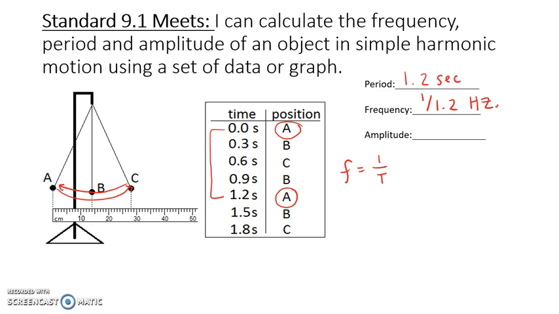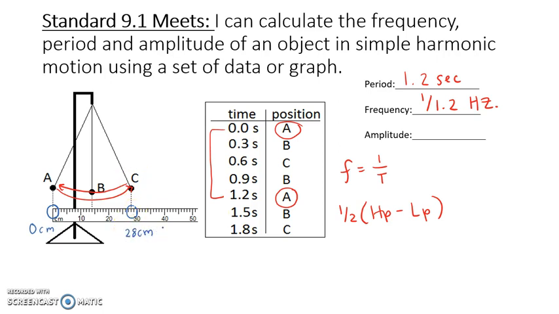Last but not least, we have amplitude. For amplitude, our equation is 1/2 the high point minus the low point. So the most important thing here is that we take a look at this ruler. We need to see where this is touching. So over here, this is 0 centimeters. If we follow this down here, we see that this is at 28 centimeters.